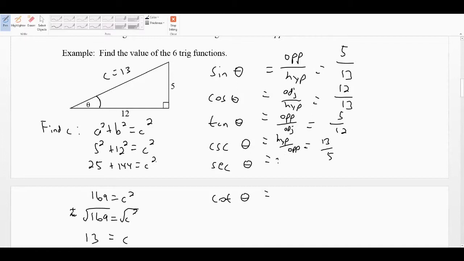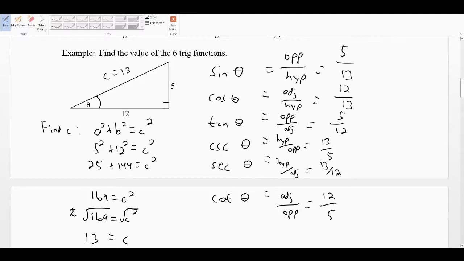Secant is the same as hypotenuse over adjacent. And if you want to look at the triangle, it's 13 over the adjacent, which is 12, which is reciprocal of cosine. Secant is reciprocal of cosine. Cotangent is the same as adjacent over opposite. Adjacent is 12, opposite is 5, so that's 12 over 5, which once again is the reciprocal of tangent.